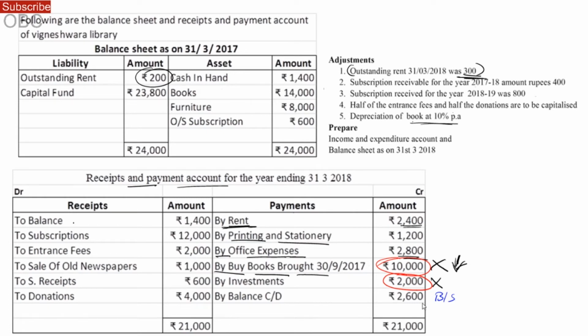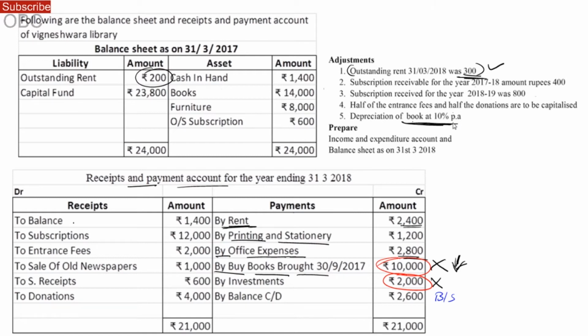All entries are passed from this payment side, so we'll check once if there is any adjustment regarding expenses. We passed outstanding rent, okay. Subscription receivable, that's an income. Subscription receivable for the year 2018, that's the next year, we should subtract it, okay. That's also an income. Next, half of the entrance fees and half of the donation is to be capitalized. That is also coming under income side. So next we have last, that is depreciation on books at 10%.